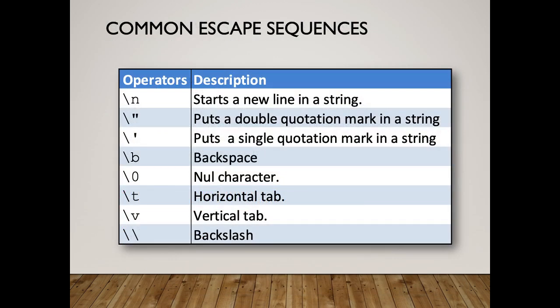So common escape sequences, as mentioned, you can do a backslash n for a new line, single quote, double quote, backspace, null character, horizontal tab. Because we use the backslash in order to escape, if we wanted to actually put in a backslash, we have to do it twice, so that way we can escape it and say that we want to put that character into our string.